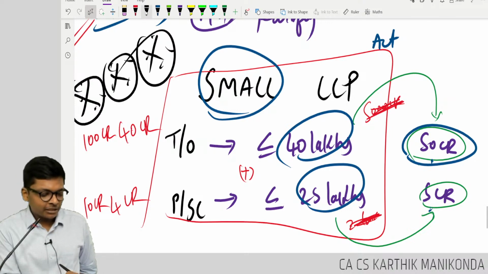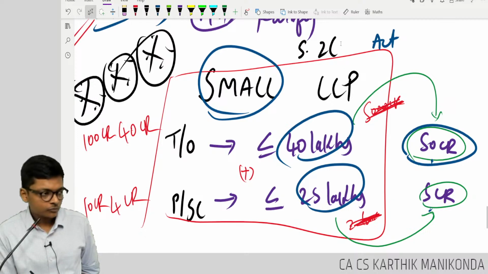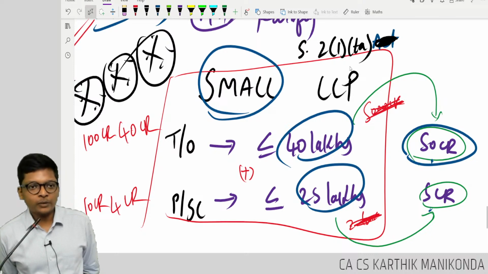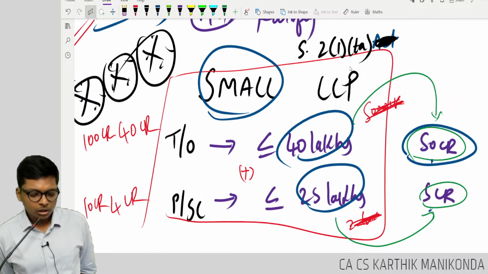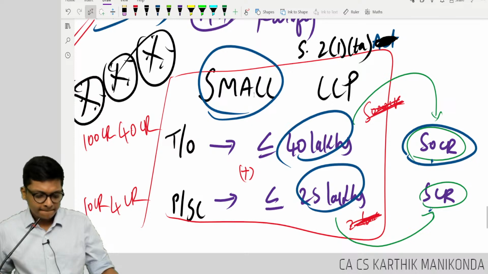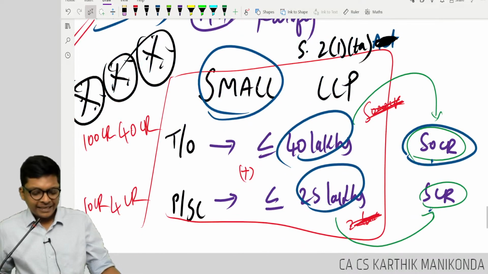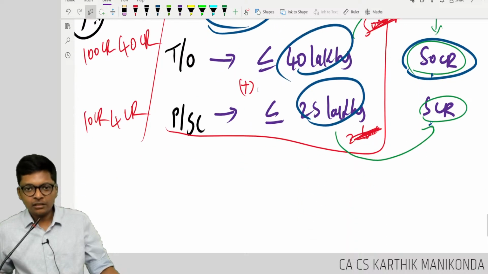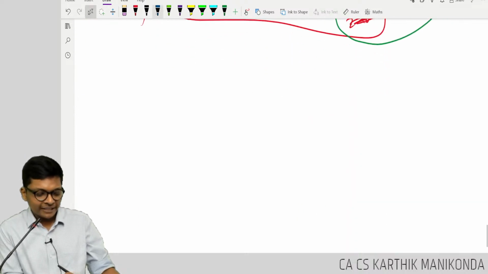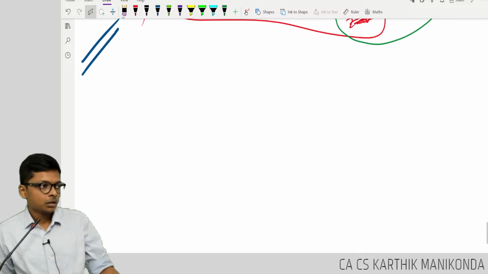Mark it as important. Section number 2, subsection 1, clause (ta). It is a section for small LLP. Section 2(1)(ta). Okay. Section number for LLP, your choice. I only insist in company. Small company, section 2 subsection 85. Are you following, guys? Clear?